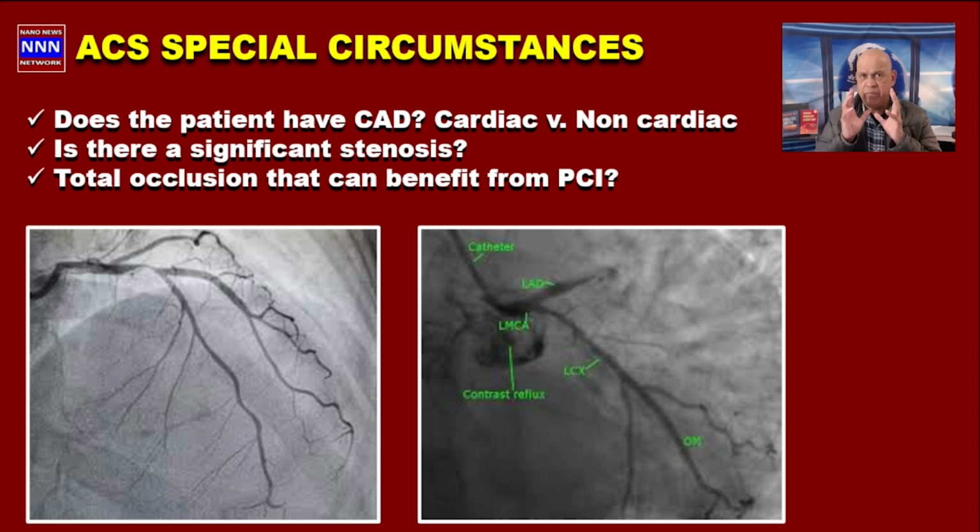So these are some of the basic questions we have to answer, because this is what is going to determine the patient's outcome, preservation of myocardial function, and longevity of these patients. So let us focus on what needs to be established first.